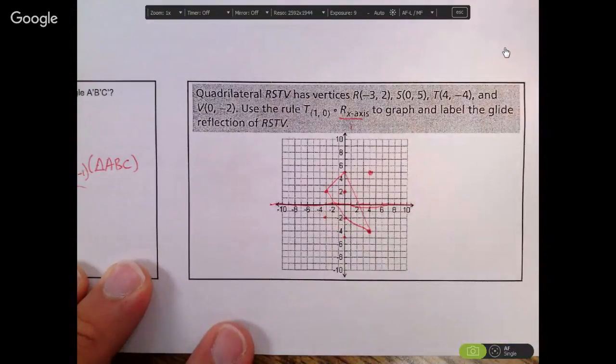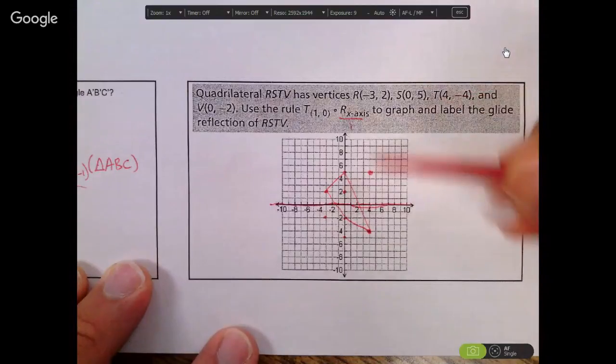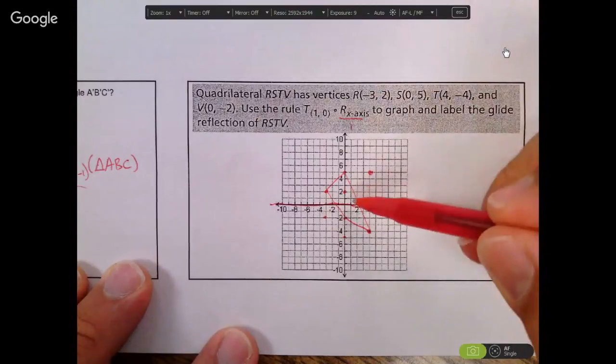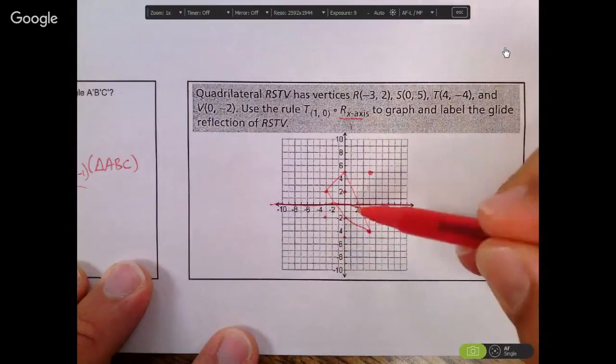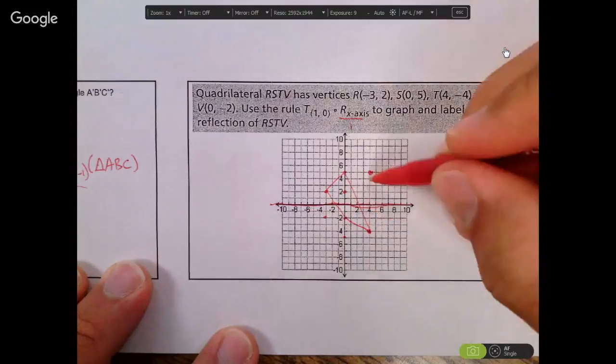What's the 4, 4? Did I make a mistake? Yeah, it's on 5. Yeah, 4, 4. It's too high. Thank you.